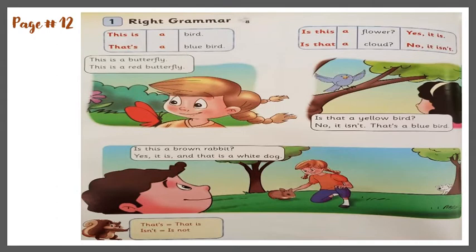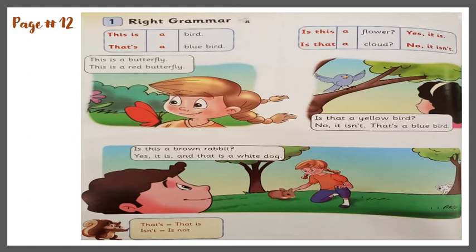This is a butterfly. This is a red butterfly. You can see the butterfly. Is that a yellow bird? No, it isn't. That's a blue bird. Is this a brown rabbit? Yes, it is. And that is a white dog.